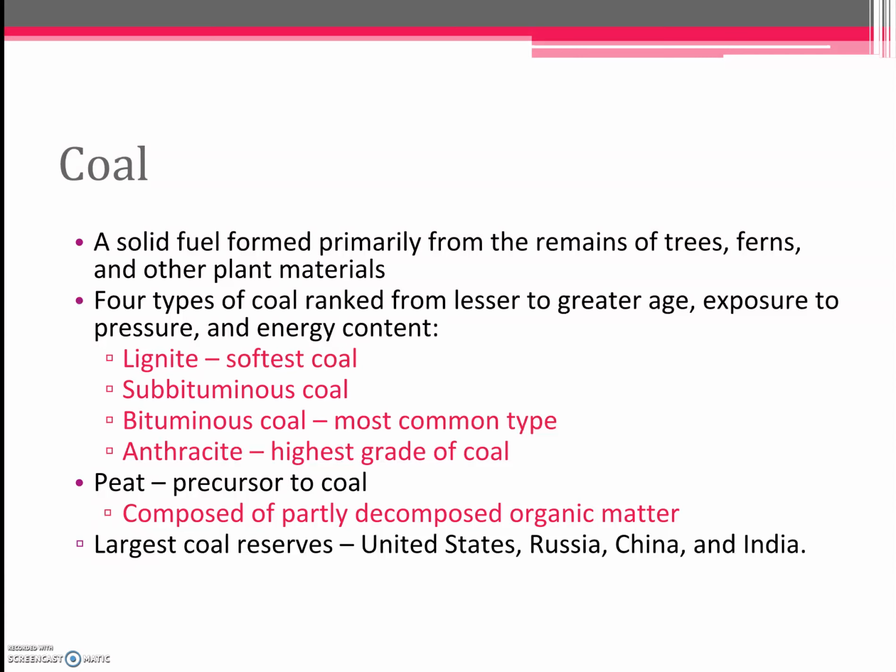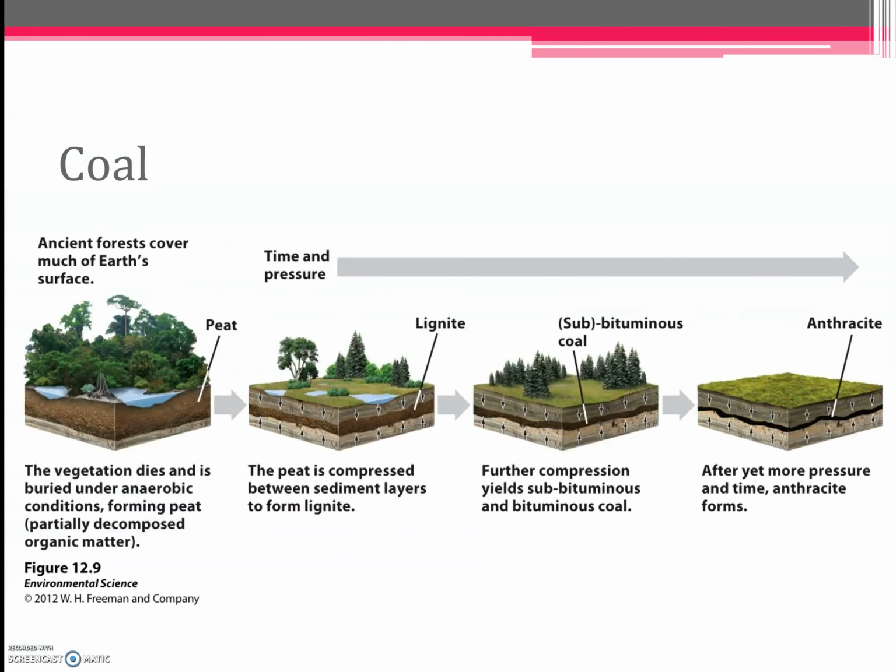Peat is a precursor to coal. It's composed largely of partly decomposed organic matter, and our largest coal reserves are in the U.S., Russia, China, and India. If we look at how coal is formed, the vegetation dies, it's buried under anaerobic conditions, it's compressed, then there's further compression and even more compression, which leads to the different types of coal.